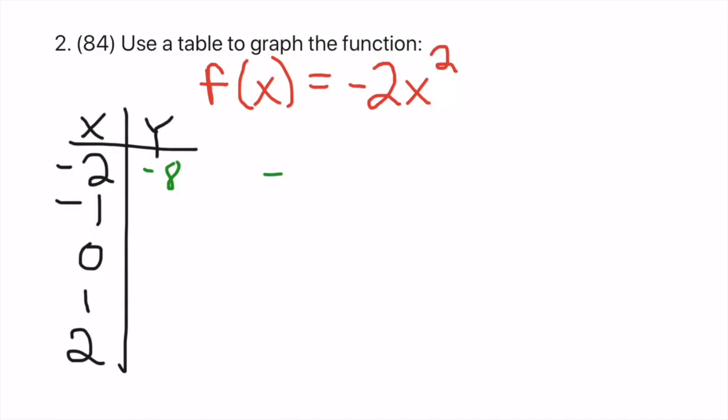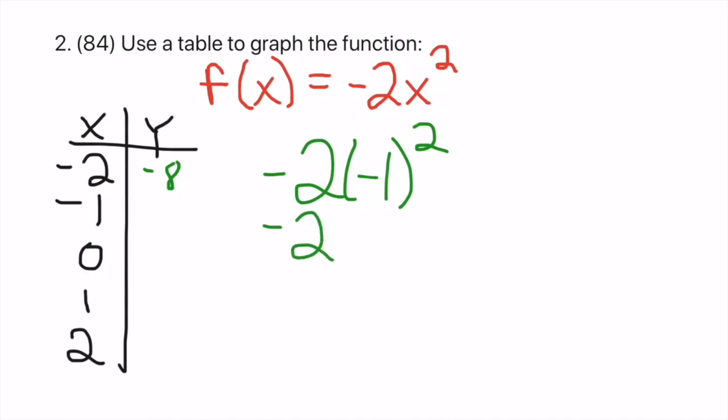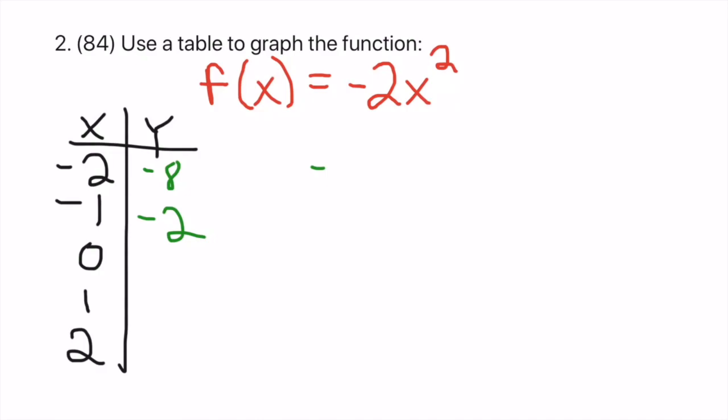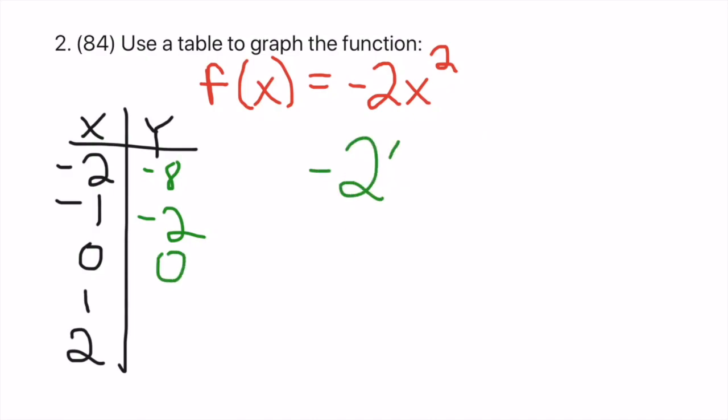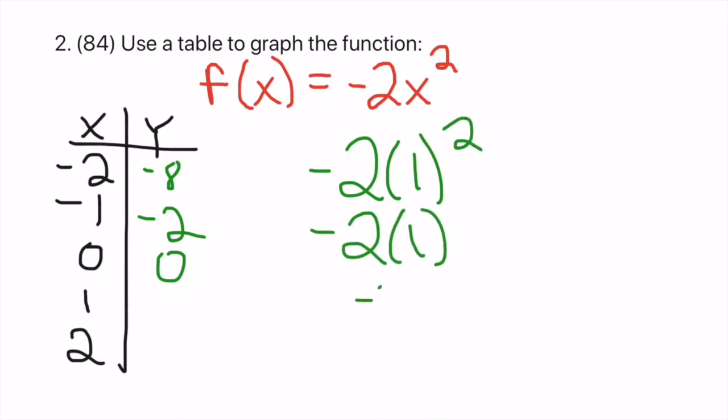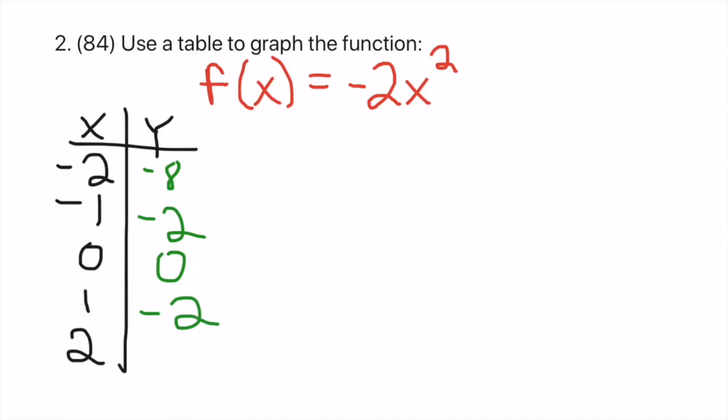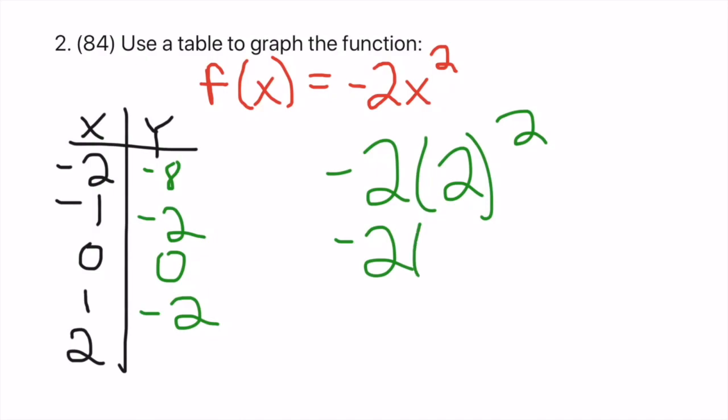Next, let's plug in -1. So -2, -1 squared, that's -2 times 1, or -2. Now let's plug in 0. So that's just going to be 0. Next we have 1. So that's -2 times 1, or -2. Last but not least, we'll plug in 2 squared. It's -2 times 4, or -8.